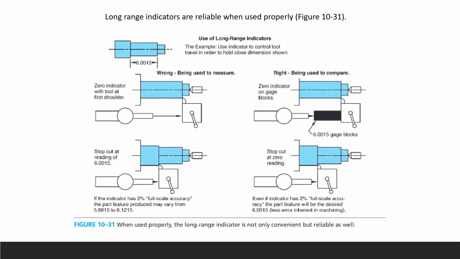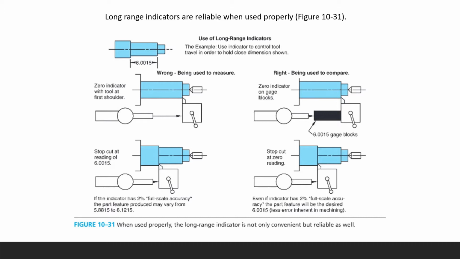So here you can see this part is right here, okay, not this one. So this is 0 indicator with 2 at first shoulder. And here is your stop cut at reading 6.0015, okay? So if the indicator has 2% full scale accuracy, the part feature produced may vary from 5.8815 to 6.1215. This is just showing you the 2% full scale accuracy range that it is able to read, being used to compare.